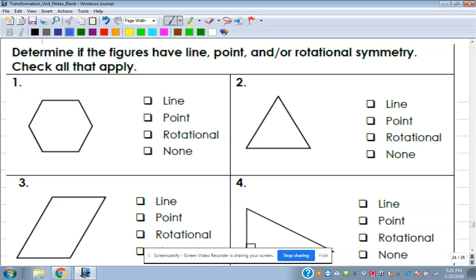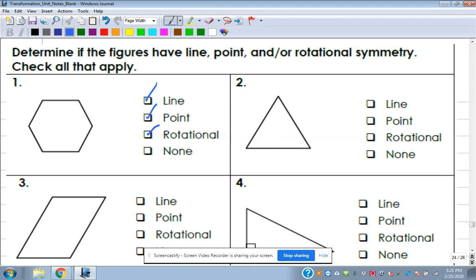The first picture, we've got a hexagon shape. Could we draw at least one line in that picture and it be symmetric? Yeah, we could draw several lines of symmetry in the hexagon. So we know we have line symmetry. And if we flip that hexagon upside down, does it look like the same hexagon? Yeah, so that's point symmetry. And if we take that hexagon and just click it one step over, is it the same hexagon? Yeah, because all the sides are the same length. That's what makes that happen with this particular hexagon. So this one has line, point, and rotational symmetry, which is quite awesome.